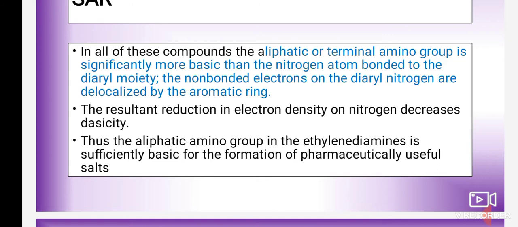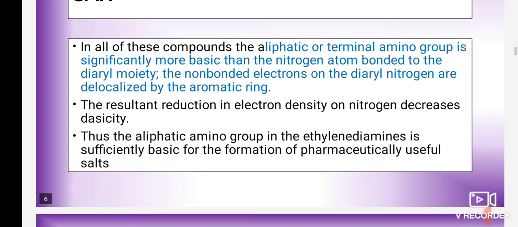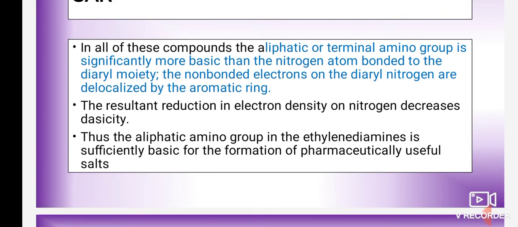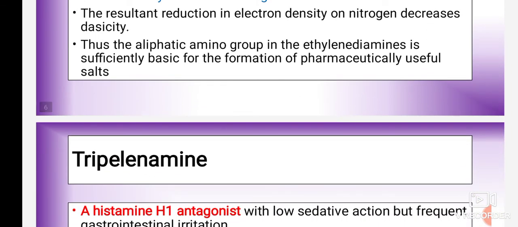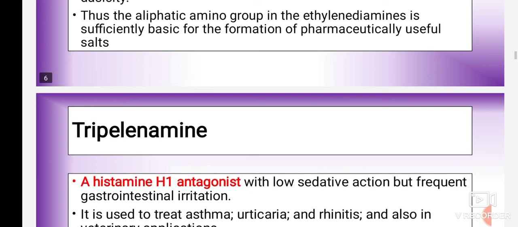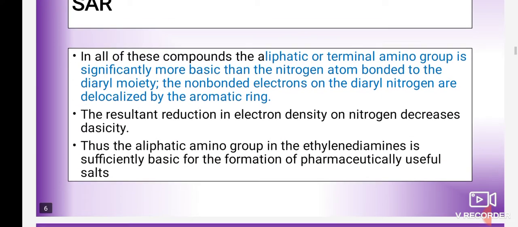The non-bonded electrons on the diaryl nitrogens are delocalized by the aromatic ring. So the resultant reduction in the electron density on nitrogen decreases the basicity of the drug. Thus the aliphatic amino group in the ethylenediamine is significantly basic for the formation of pharmaceutically useful salt.